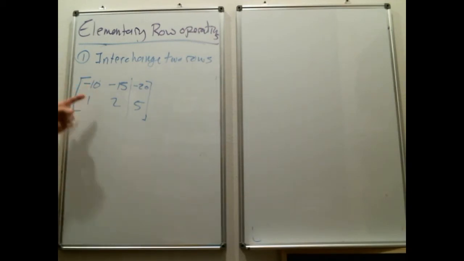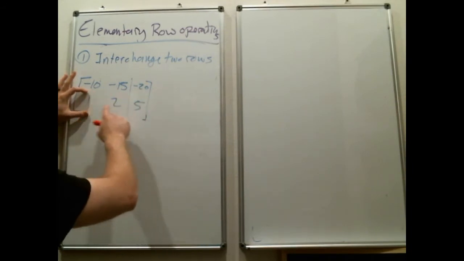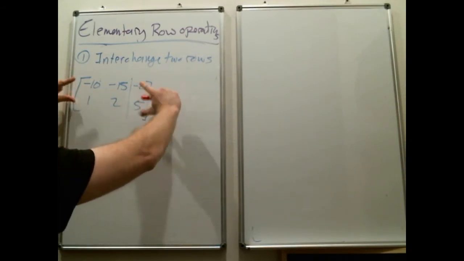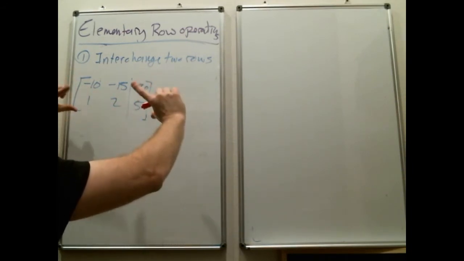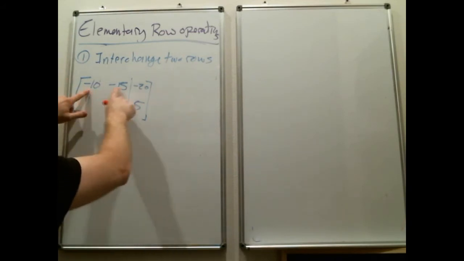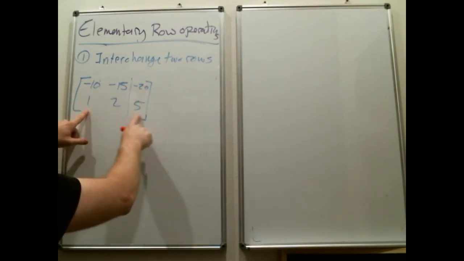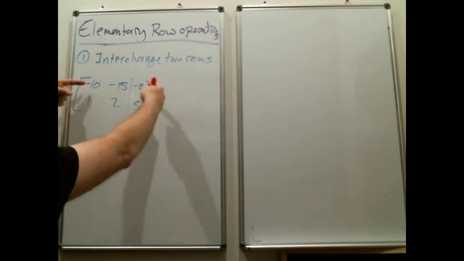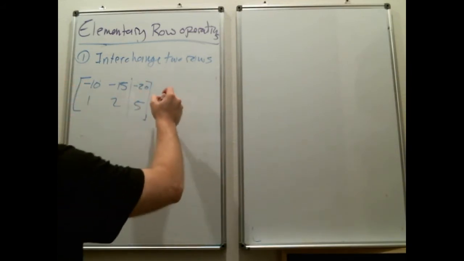And the easiest way to do that is if somehow we could take this 1 and just move it up here. What you can do is take the entire row, so this 1, 2, and 5, and switch row 1 and row 2, so interchange them. All of the numbers on row 1 move down to row 2, and all the numbers on row 2 move up to row 1. All right.